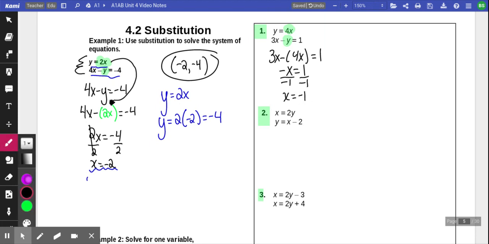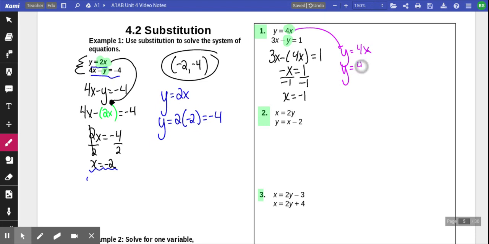So that's step 1. Step 2 is finding the other variable. Either equation works, but I will tell you that this one will be easier, since it's already set up to solve for y, right? This gives us y is equal to 4 times x. So y is equal to 4 times, and we know x in this problem is negative 1. y is negative 4. So our solution, we should write as a coordinate point here: (negative 1, negative 4). On a graph, like from our last lesson, that would be our point of intersection.